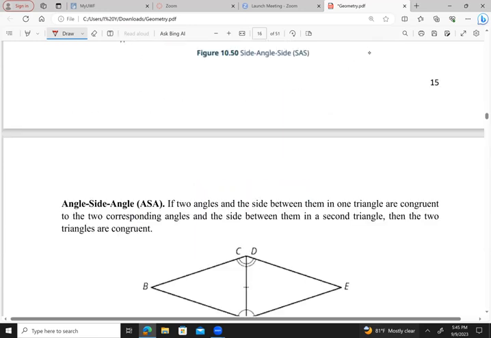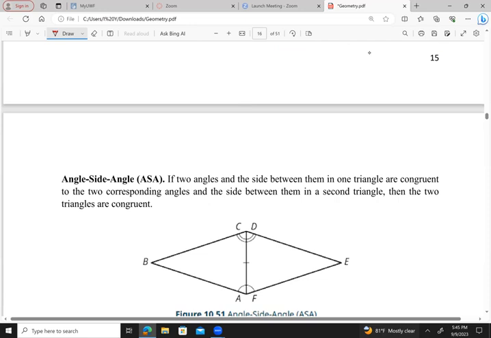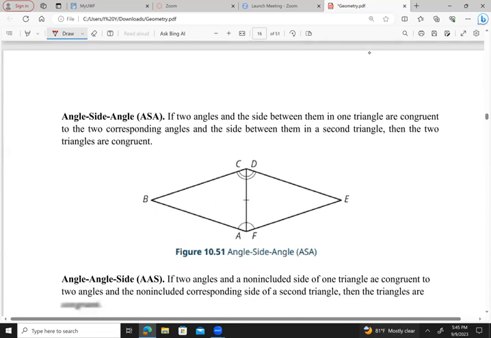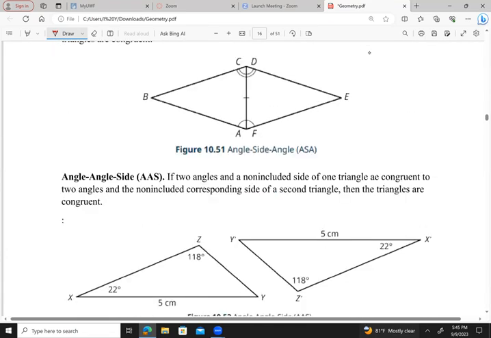And we have angle-side-angle. If two angles and the side between them in one triangle are congruent to the two corresponding angles and the side between them in the second triangle, as we see here. Oh, and then there's angle-angle-side. If two angles and a non-included side of a triangle are congruent to two angles and the non-included corresponding side of a second triangle, then the triangles are congruent.